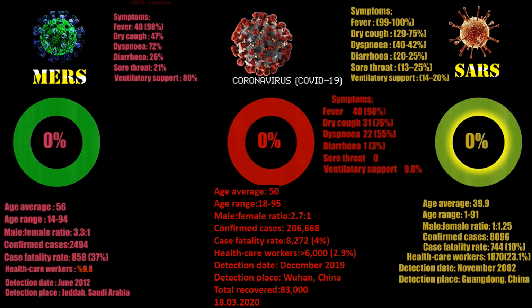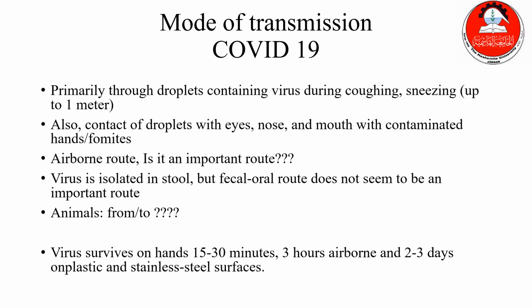85,000 cases. The mode of transmission of COVID-19 is primarily through the droplets which contain the virus, during coughing and sneezing, and they can spread up to 1 meter. So the safe distance considered to prevent transmission is around 2 meters.